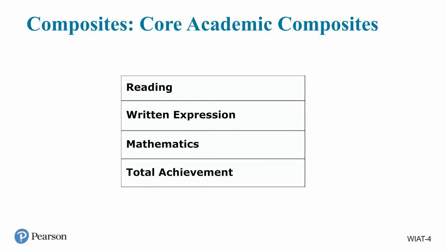8 of the 20 WIAT-4 subtests are grouped into the core academic composites: reading, written expression, mathematics, and total achievement. The core composites, each designed for grades K through 12+, provide measures of the most fundamental grade-appropriate skills in each domain area. The total achievement composite provides a measure of overall academic achievement in the areas of reading, writing, and math.